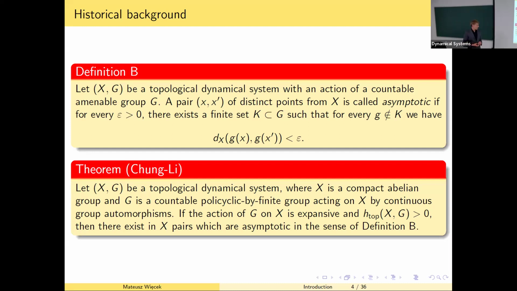In this case, you have a compact group. In definition B, you assumed countable. So I guess you just replace finite with compact in the definition.